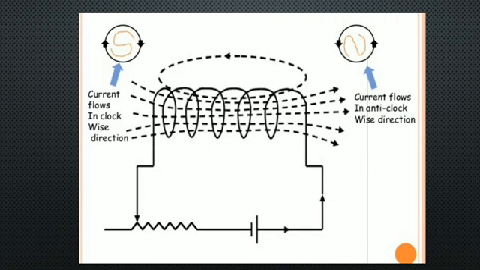Now see the circuit diagram. The coil is connected to the rheostat and the battery. One end is connected to the positive terminal of the battery, and the other end to the negative terminal. So what will happen? When the current flows through the coil, what is produced around the coil? A magnetic field. Therefore these lines are magnetic field lines.